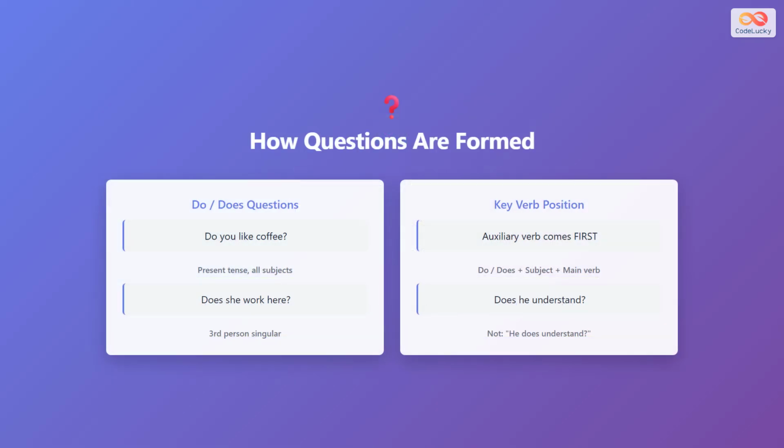To understand short answers, we first need to know how questions are formed. In English, questions with do and does follow a specific pattern. The auxiliary verb comes first, followed by the subject, and then the main verb. For example, do you like coffee? Here, do comes first, you is the subject, and like is the main verb. Similarly, does he study English? Starts with does, then he, then study. Notice that we use does for third-person singular like he, she, or it. This pattern is important because your short answer will use the same auxiliary verb from the question.